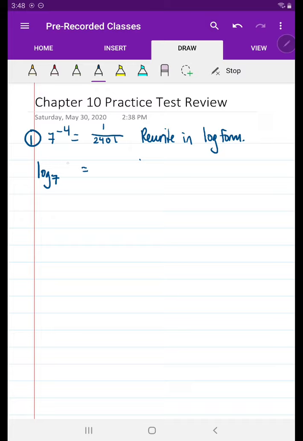So the 1 over 2401 goes on the other side, and that becomes the argument of your log, and then your exponent becomes your answer. So again, our base drops down, and then the exponent and the answer just switch sides. And so that's going to be answer choice B on your practice test.